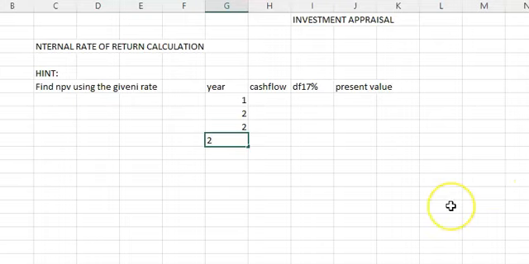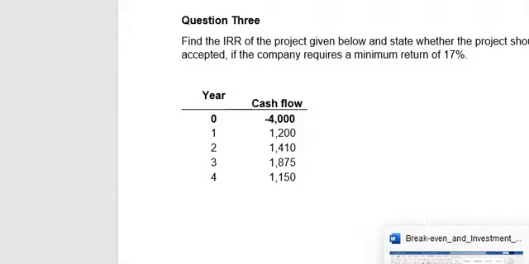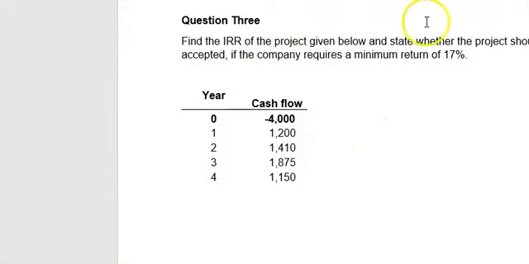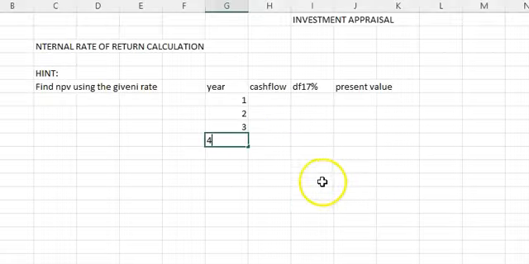Actually, the years are just 4. You see the question. So we have year 0 up to year 4, and then we get these values and put them there. In year 1 we have 1,200, in year 2 we have 1,410, in year 3 we have 1,875, in year 4 we have 1,150. So we get these values and put them where we have indicated cash flow.